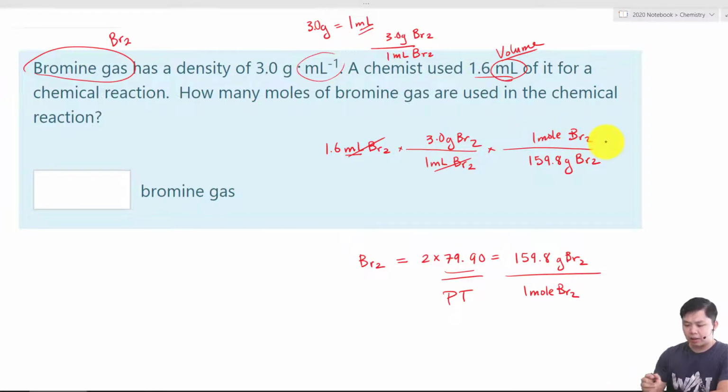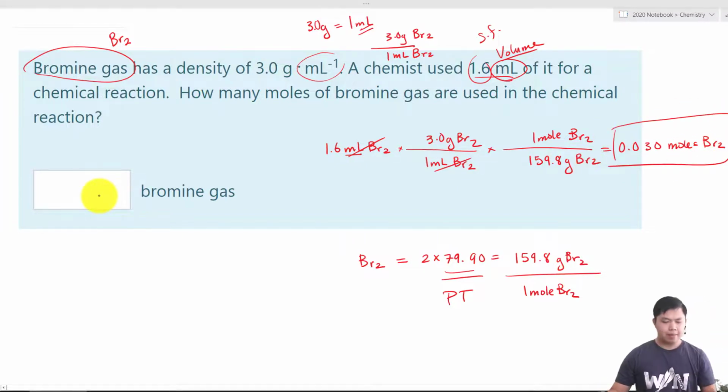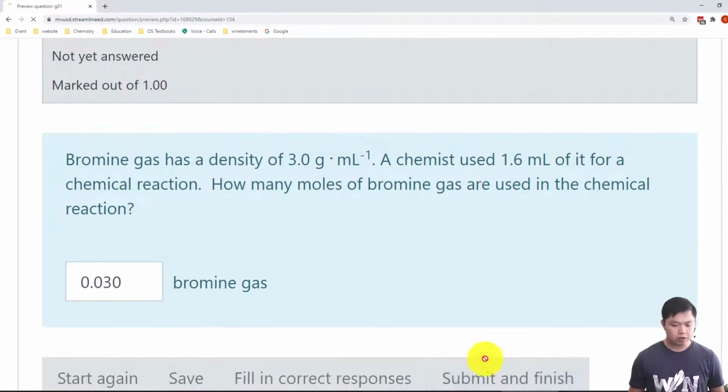Now let's plug this in the calculator. We have 1.6 times 3 divided by 159.8. And that turned out to be 0.0300. And notice how this is two significant figures, right? SF. So we want to keep our answer in two significant figures as well, which is right there. So we can stop right there, okay? So our answer is 0.030 moles of Br2. And that is our answer right there. We can plug that in here. Now let's go check our answer. 0.030. And then we submit our answer.